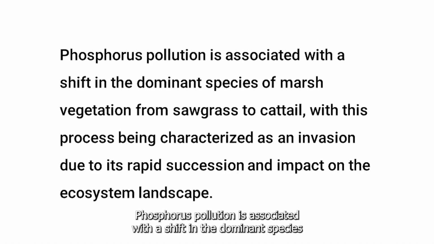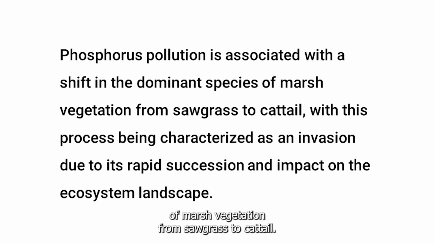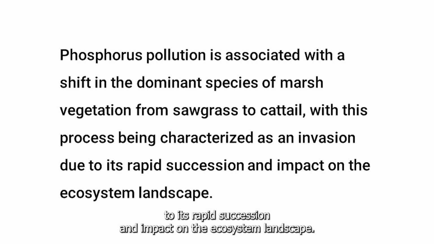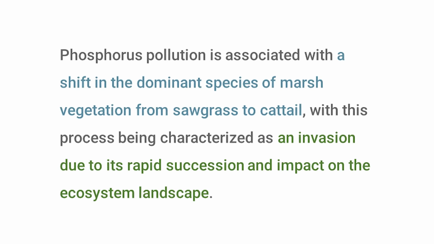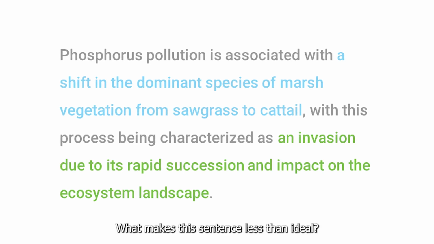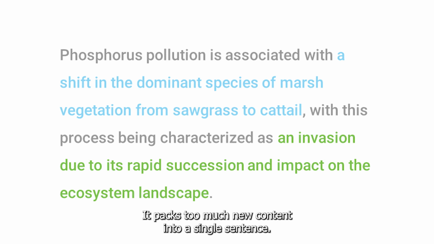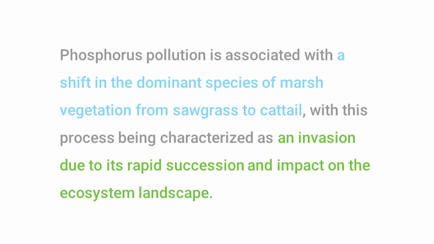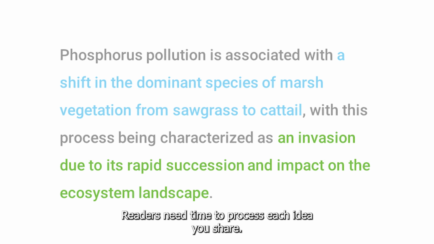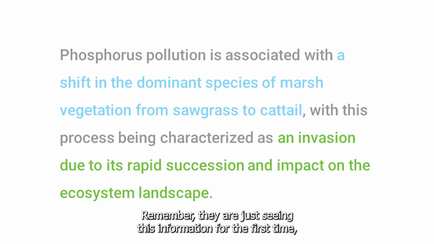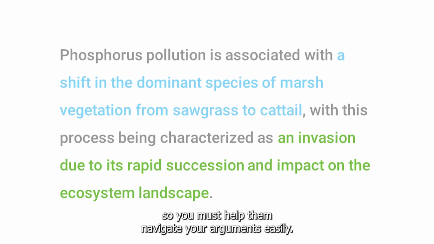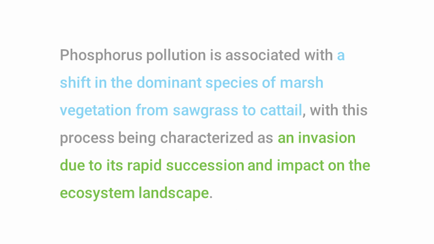Phosphorus pollution is associated with a shift in the dominant species of marsh vegetation from sawgrass to cattail, with this process being characterized as an invasion due to its rapid succession and impact on the ecosystem landscape. What makes this sentence less than ideal? It packs too much new content into a single sentence. Readers need time to process each idea you share. Remember, they are just seeing this information for the first time, so you must help them navigate your arguments easily.